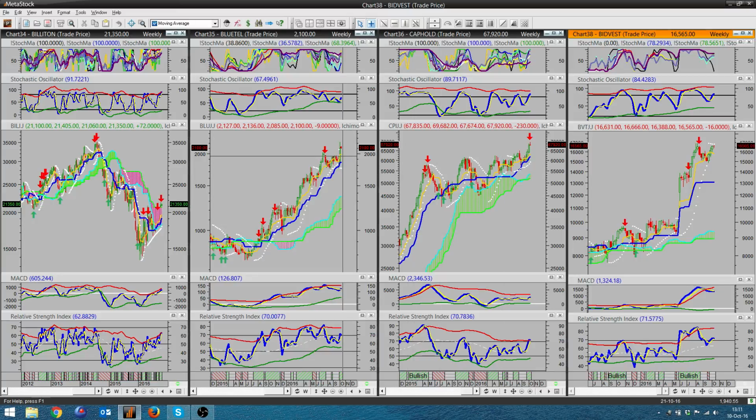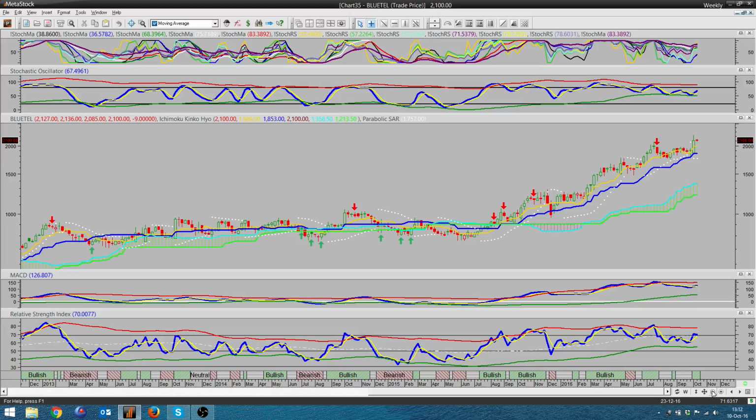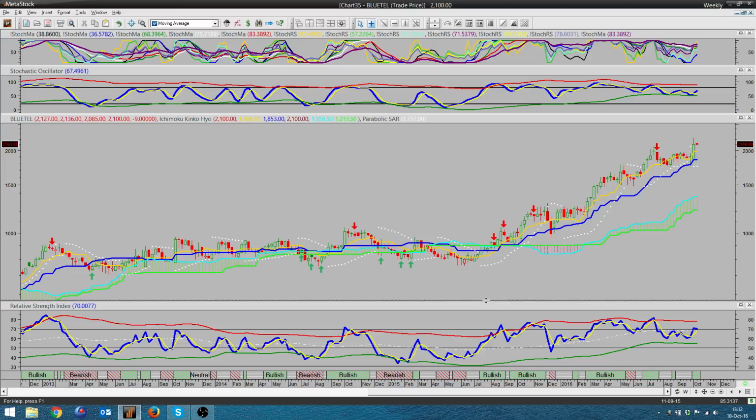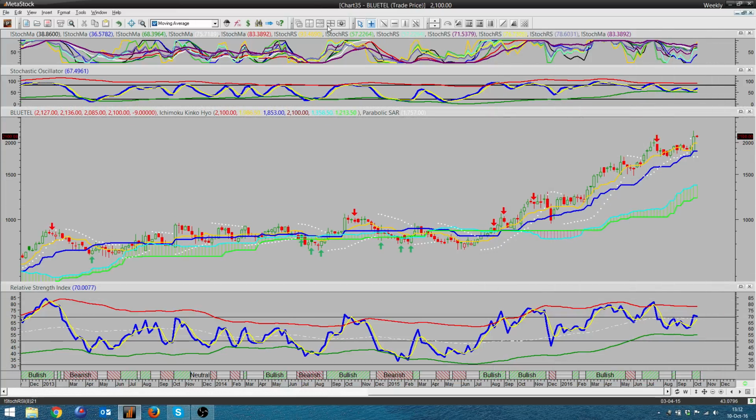I'll start off with Bluetel. Bluetel will be easy to start off with. The concept of divergence, as will be seen when I'm drawing my lines, is where what the price is doing and what the indicators are doing are totally different things. On this one, I'll just remove the MACD indicator, and I'll leave the stochastic on just to illustrate one point.